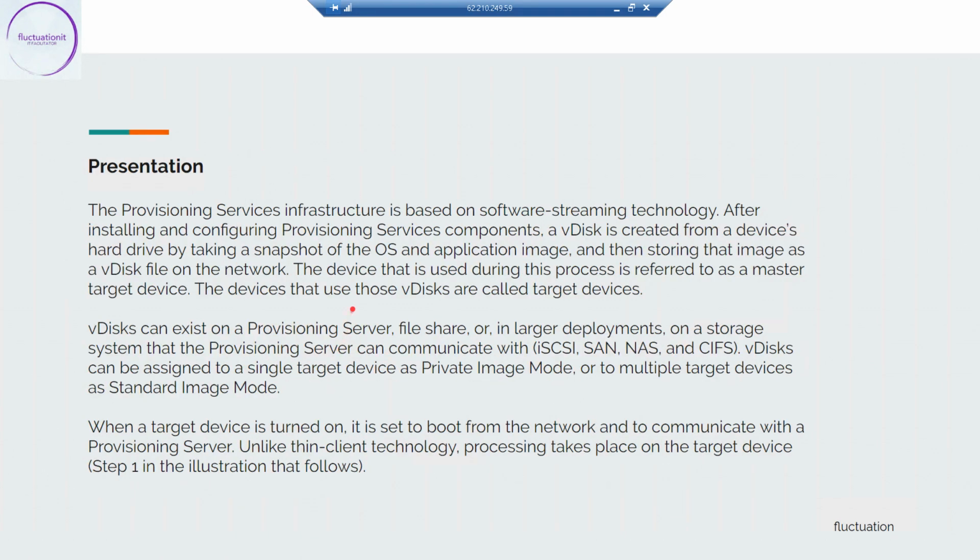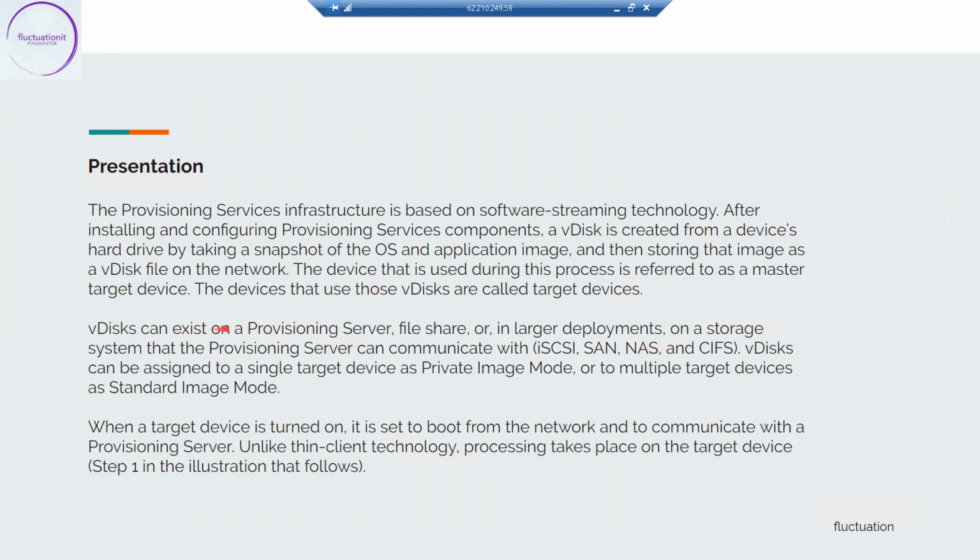So PVS is based on a software streaming technology. After I will do a drawing about that. So after installing and configuring PVS, a vDisk is created from a device hard drive by taking a snapshot of the OS and application image and then storing that image as a vDisk on the network. So not on a network, on a SAN or NAS, of course. And the device that is used during this process is referred to as a master target device. And the devices that use those vDisks are called target devices.